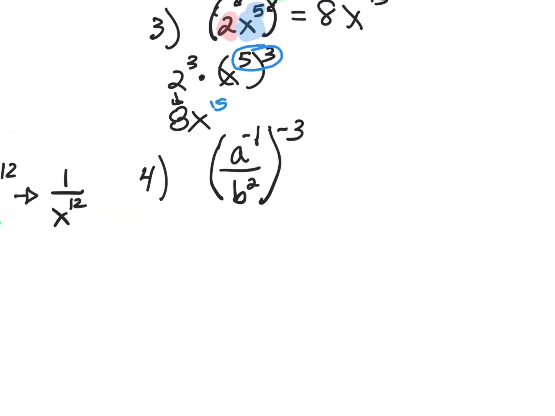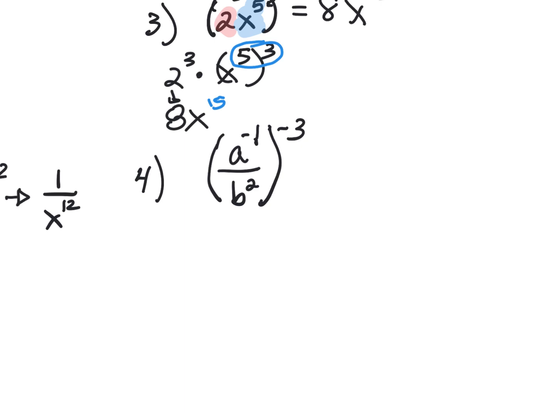In problem number 4, you're just going to take the numerator and multiply these 2 powers together because you have a power raised to a power. So that gives you a negative 1 times a negative 3, which is a positive 3. And then we're going to go back and now multiply these 2 powers together because you've got a power raised to a power. So that's b. And then 2 times negative 3 is negative 6. And that is a legitimate answer.